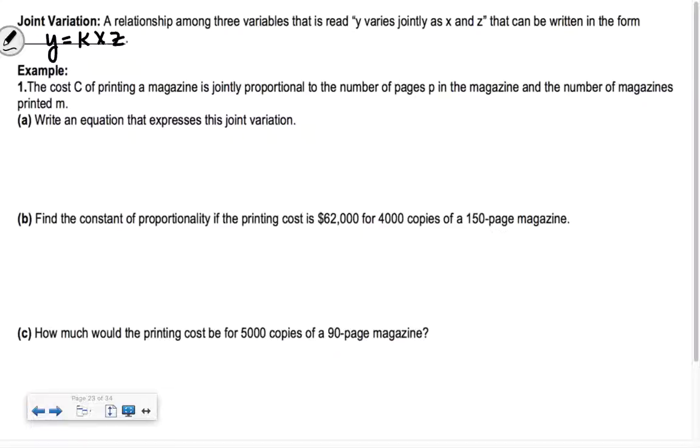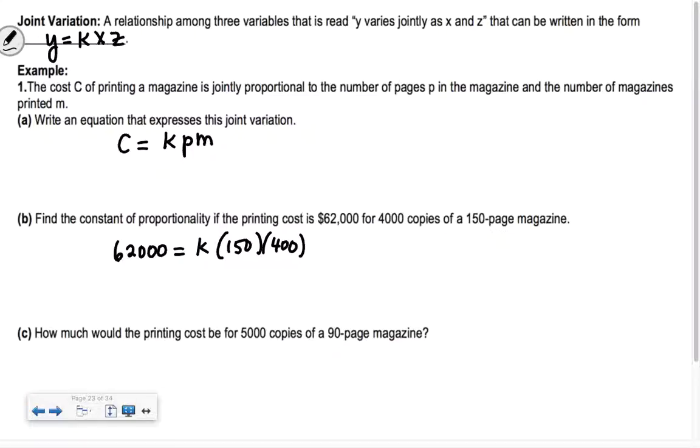And a lot of things vary jointly. A lot of times it deals with like the cost of items. So it says the cost C of printing a magazine is jointly proportional to the number of pages P in the magazine and the number of magazines printed. Okay, does this make sense? Let's think about it. The cost of printing a magazine, wouldn't it matter how many pages there are in the magazine, but also how many magazines you're printing? Totally, right? So the cost C is jointly related to the number of pages and the number of magazines. So find the constant of proportionality if the printing cost is $62,000 for 4,000 copies of a 150-page magazine.